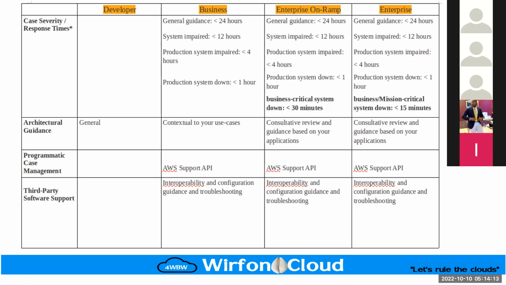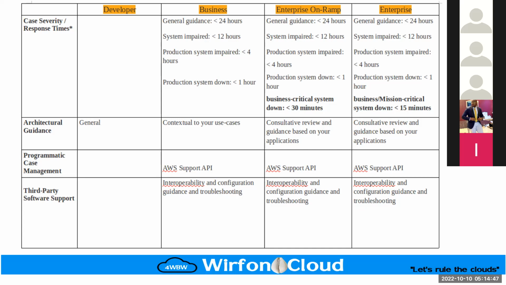Okay, so you can see that for architectural guidance, in the developer plan, they just give you general support. In the business plan, they give you contextual to your use case. And in the enterprise on ramp and enterprise, they give you a consultative review and guidance based on your application. Do you see the difference? Yes, the difference is clear.